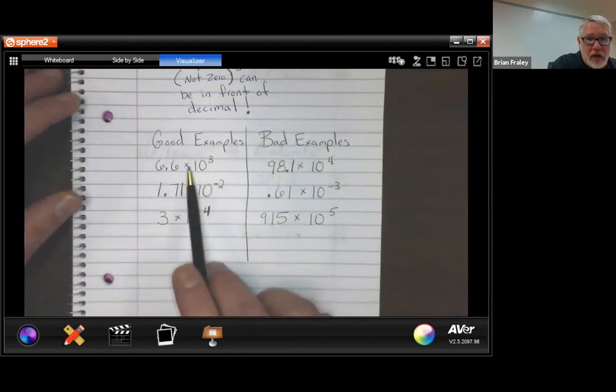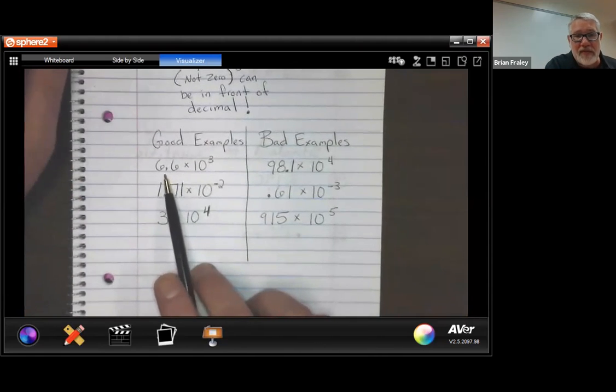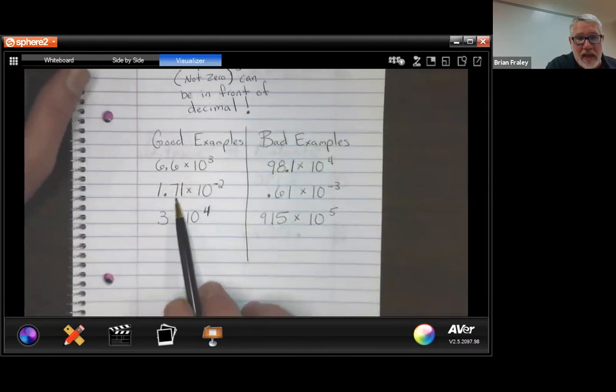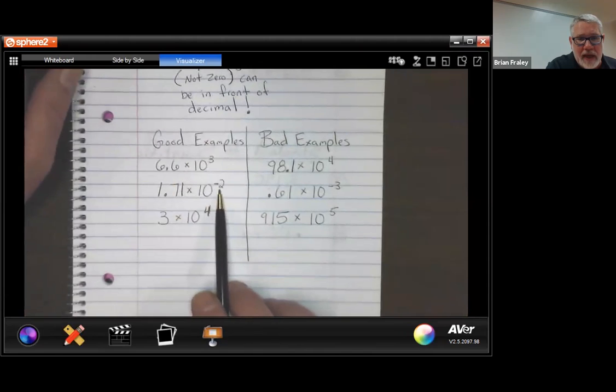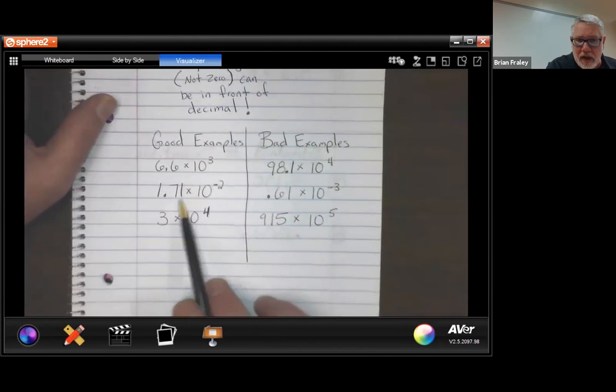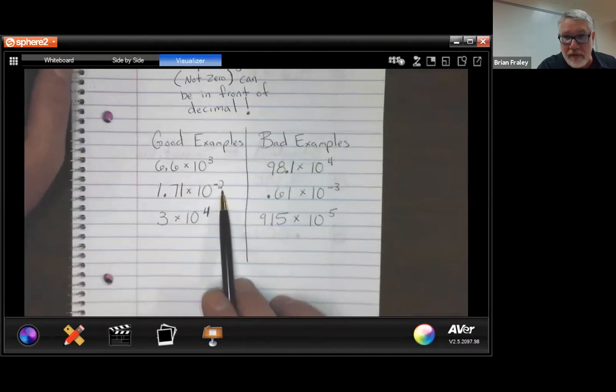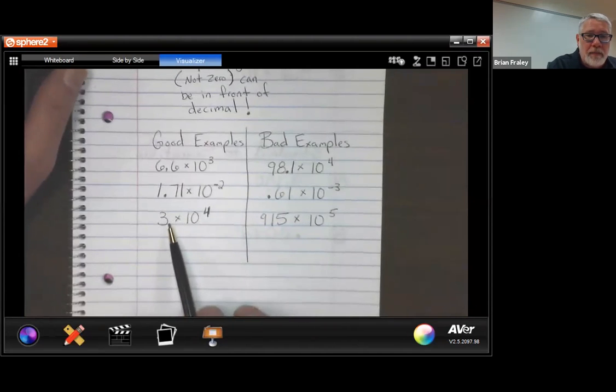Look at my good examples. 6.6 times 10 to the third. Again, one digit in front. 1.71 times 10 to the negative second. Again, one digit in front. Did you guys notice that power is negative? We'll talk about it. Or the exponent. 3 times 10 to the fourth.